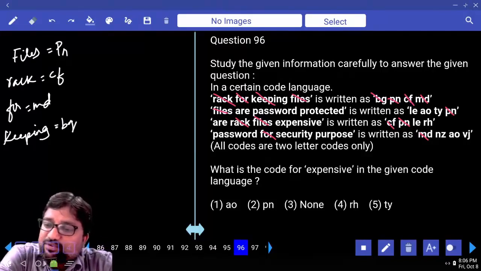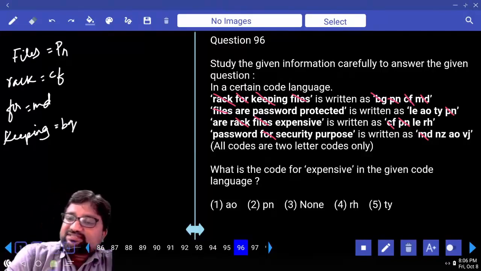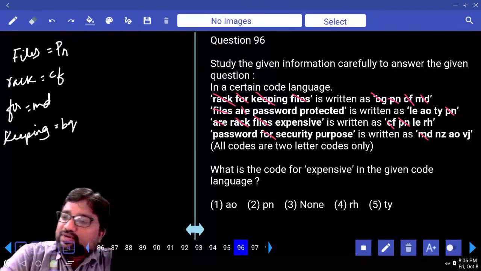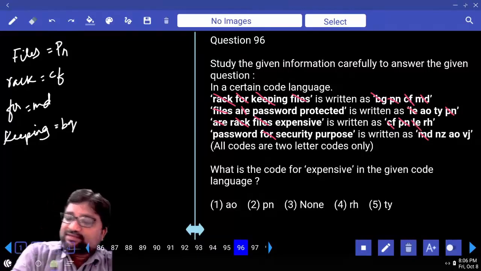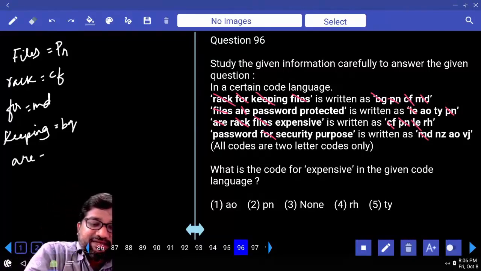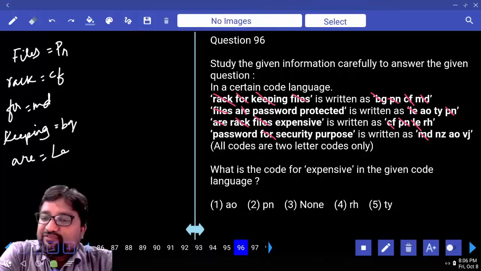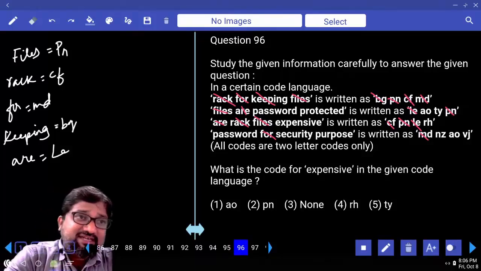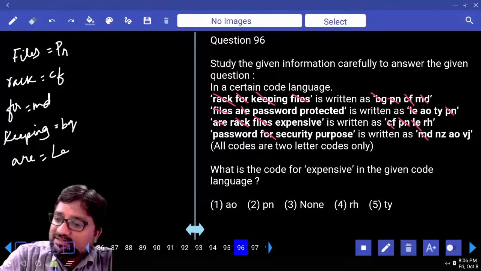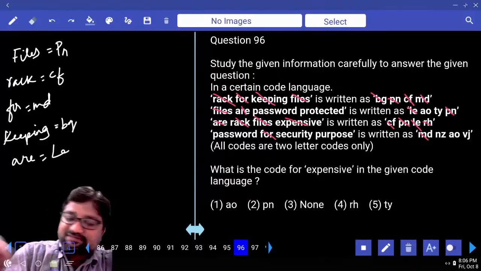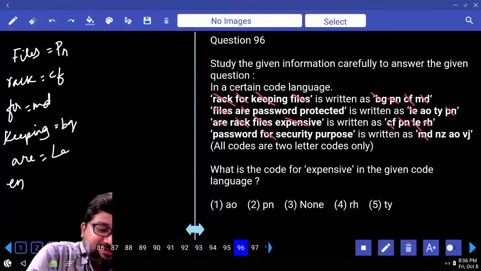Come on, tell me, can you see R anywhere else? Yes. R is common in 2 and 3. What is the code that is common? LE. So R is equal to LE. If you observe carefully in the third sentence, there is only one word left out. Yes or no? What is that word? Expensive. So expensive is equal to what?